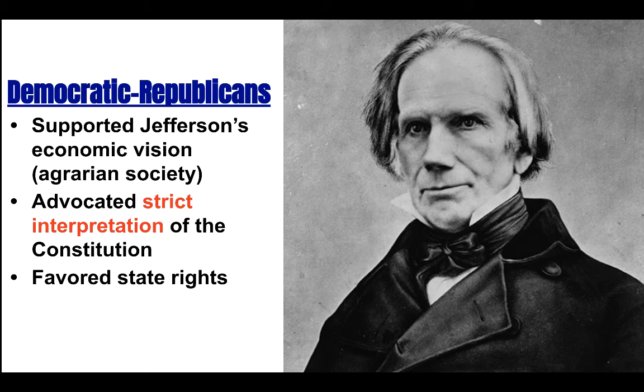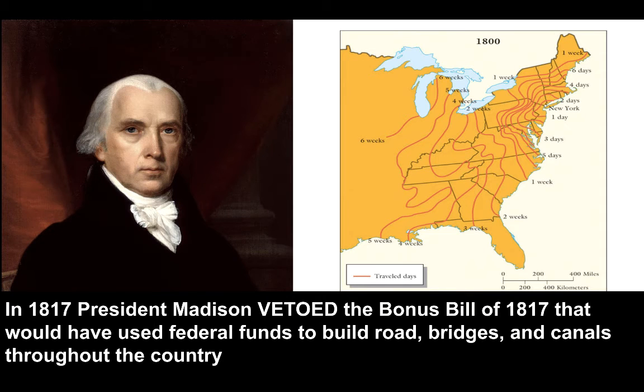The whole vibe of this party was states' rights and emphasis on agriculture. But Clay and others in the party began to accept some of the Federalist ideas, such as support for the national bank and trying to develop domestic manufacturing. But other Democratic Republicans, such as President James Madison, felt the Constitution did not give the federal government the power to get involved in transportation improvements within the states.